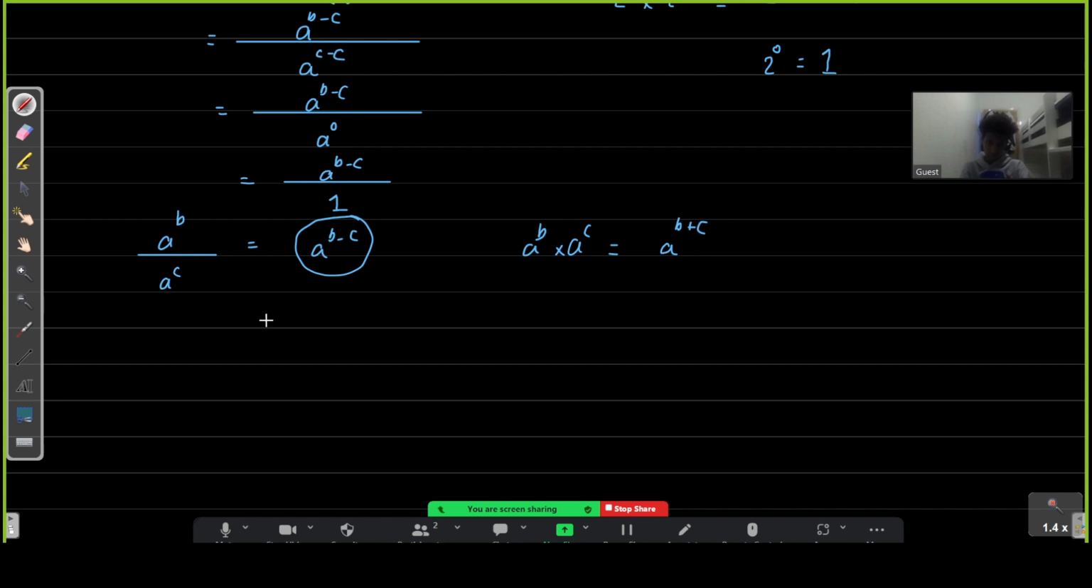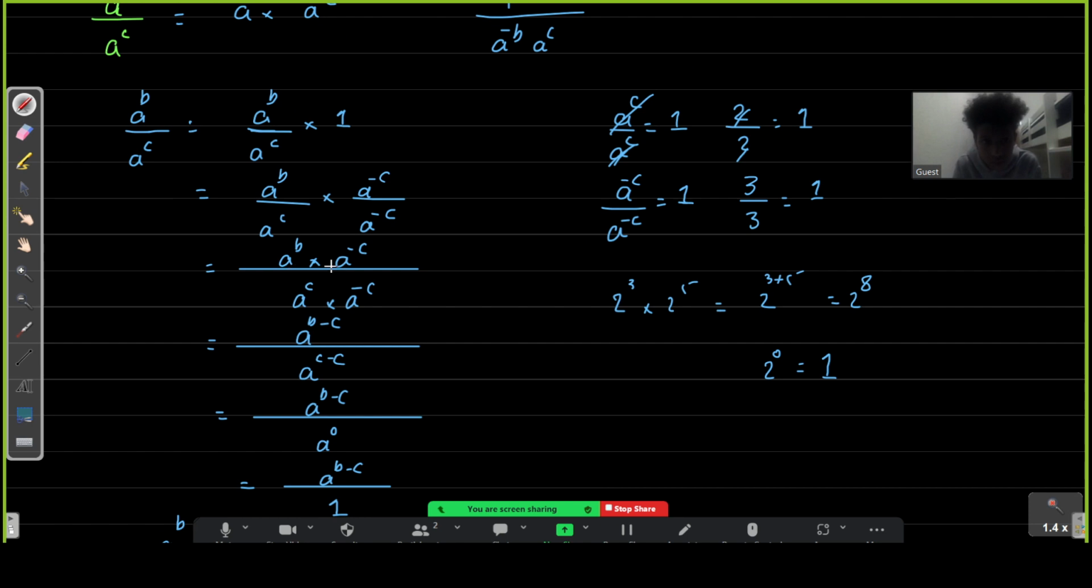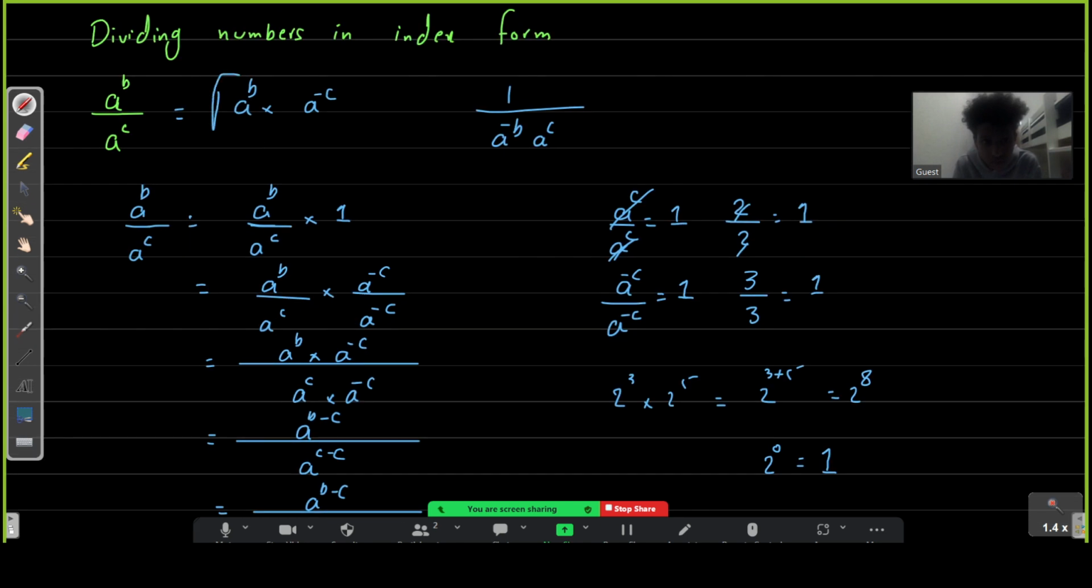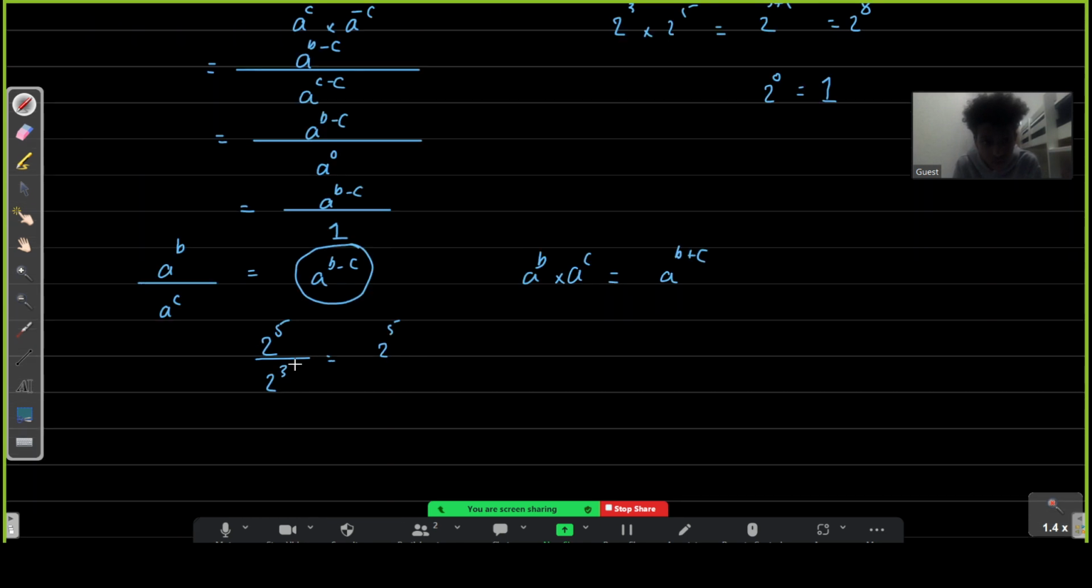So let's do some real questions. For instance, I have 2 power 5 over 2 power 3. What will be the answer? 2 power 5 minus 3. We want to write in this form, so we can write 2 power 5, and then we take 2 power 3 in the numerator, so 2 power minus 3, then we can multiply with each other, so 2 power 5 minus 3, so powers will be added. So 2 power 5 minus 3 is 2 power 2. So this is how we can divide any index numbers.